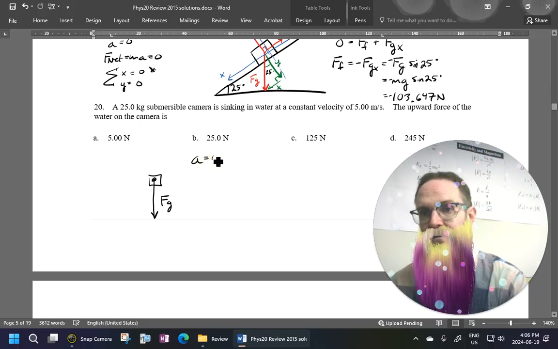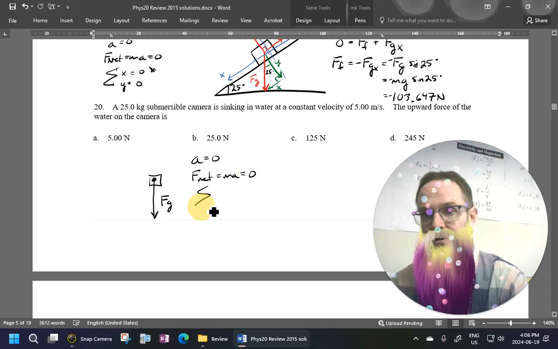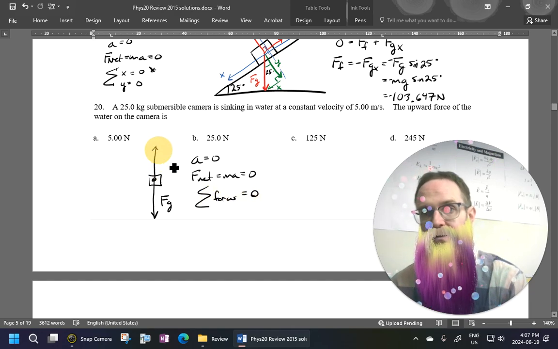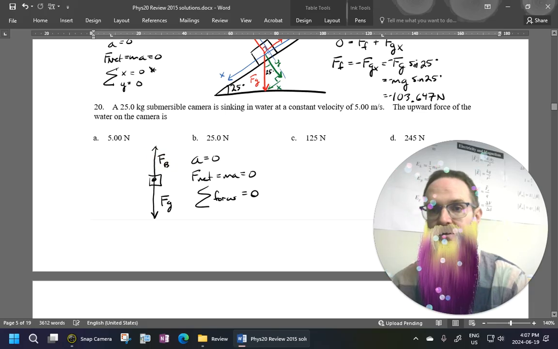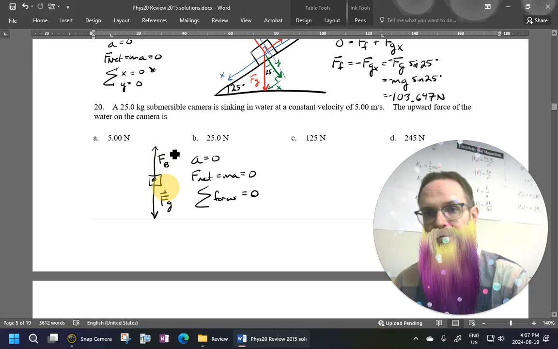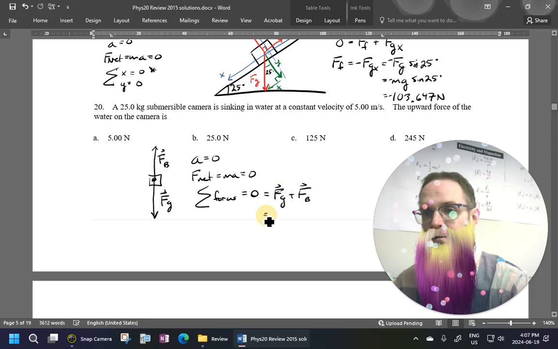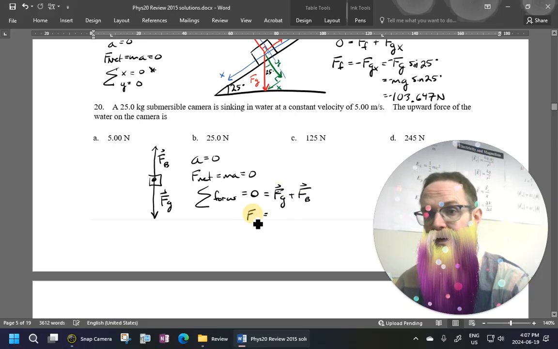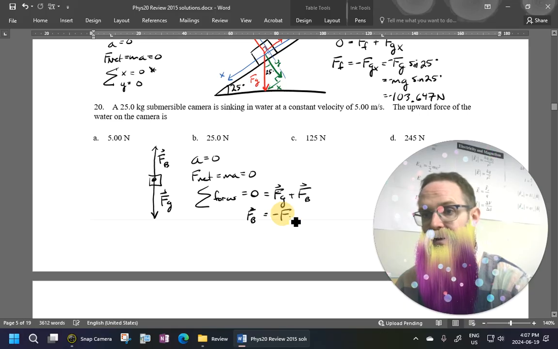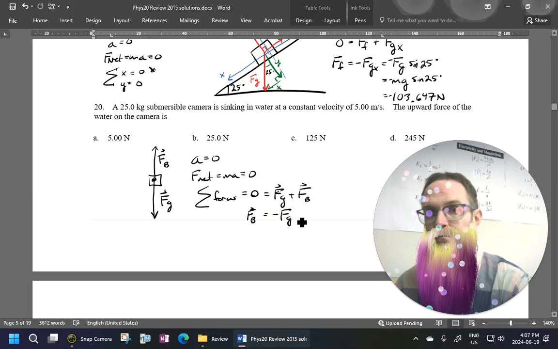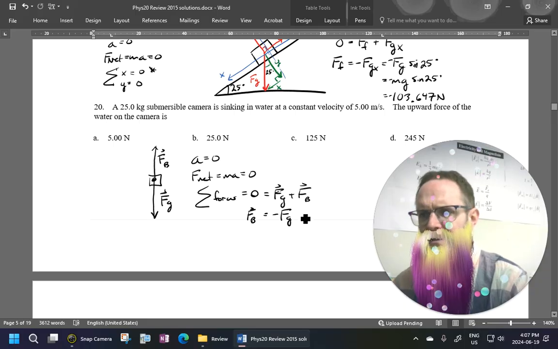And then why is it going at a constant speed? It's because my A is equal to 0. It means my F net, mass times acceleration, is equal to 0. That means the sum of all the forces here has to add up to 0. So that means there must be another force acting upwards here. Let's call that the buoyancy force, FB there. Those two forces have to add up to 0 according to this. So my FG is the same thing as my FB, but in the opposite direction, right? So FB that we're trying to find is the negative FG. We're just looking for the magnitude here, I think. We could say up is positive, whatever.